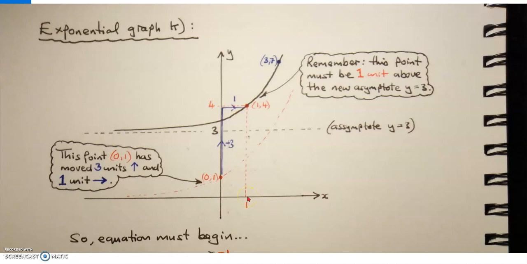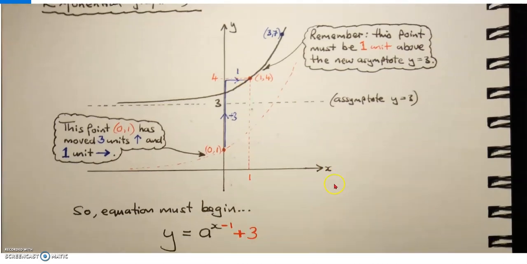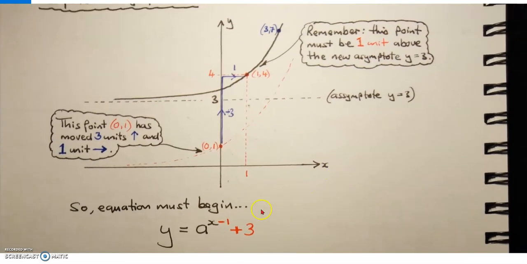Okay, so if it's gone 3 units up and it's gone 1 unit this way, well, we can begin then to use that to build up the equation. There it is. Y equals a, some base a, which we don't yet know, to the power of x minus 1, because it's gone 1 unit in the positive x direction. So we must use the opposite sign there and write minus 1. But it's gone 3 units vertically, so we have to write the plus 3 on the end.